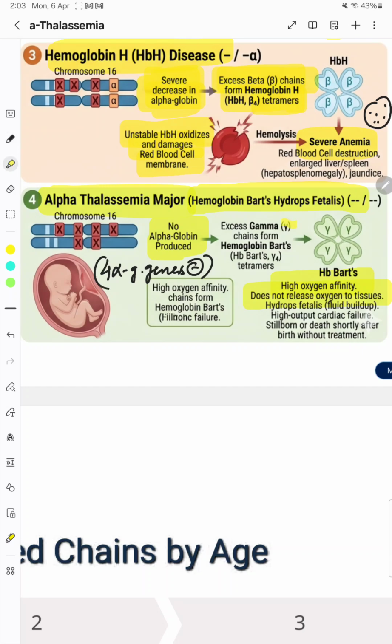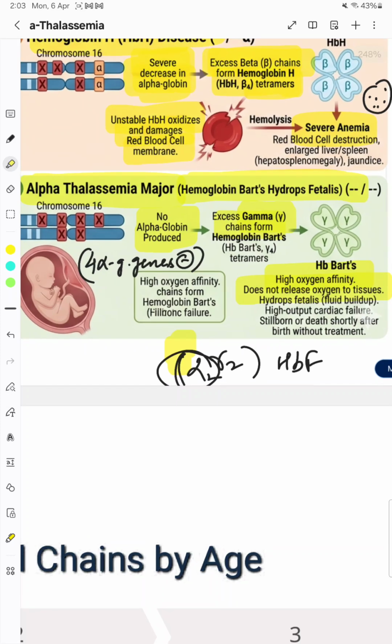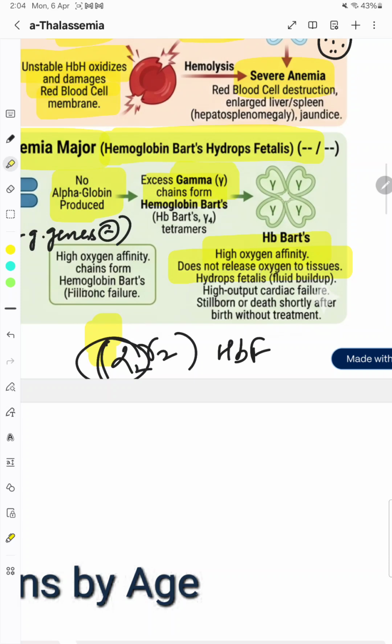So there is excess of gamma chains, and with no alpha chain available, gamma chains form gamma tetramers, known as HbF-like or Bart's hemoglobin. Gamma tetramers have very high affinity for oxygen, so there is no oxygen available for the tissue.